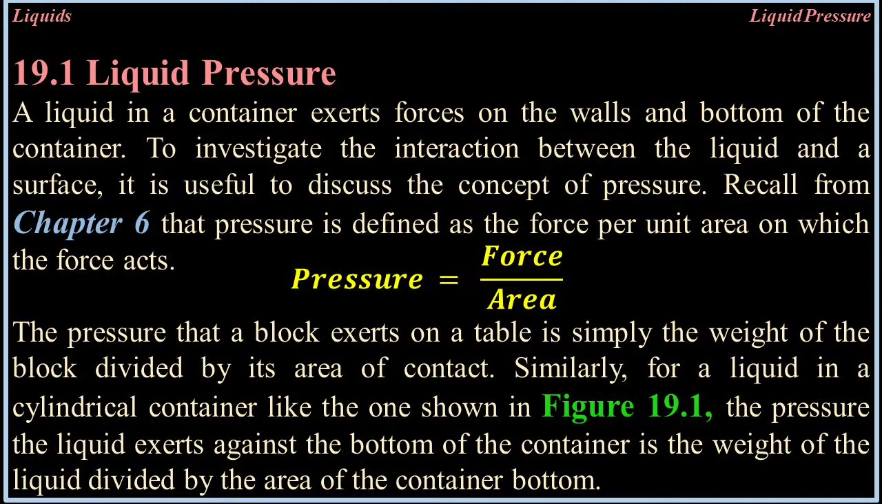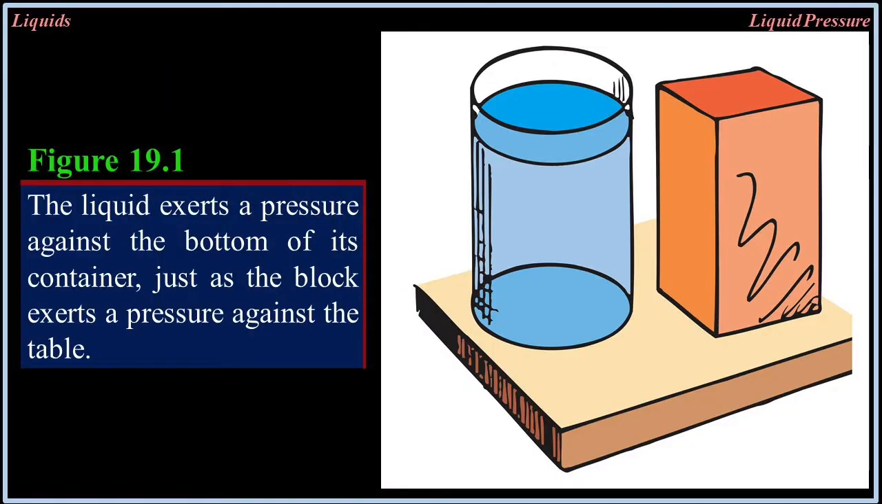The pressure that a block exerts on a table is simply the weight of the block divided by its area of contact. Similarly, for a liquid in a cylindrical container like the one shown in figure 19.1, the pressure the liquid exerts against the bottom of the container is the weight of the liquid divided by the area of the container bottom.